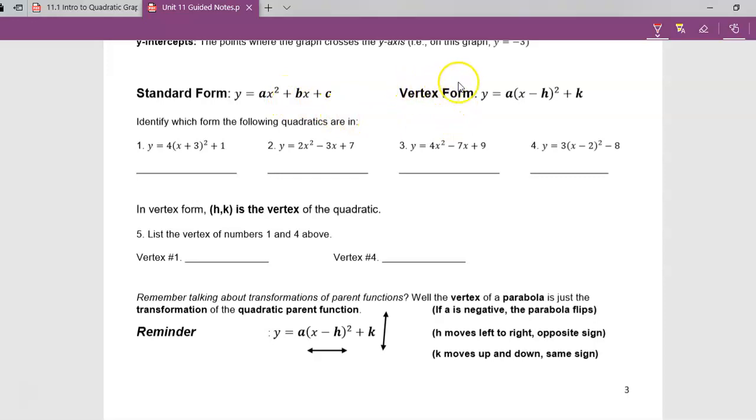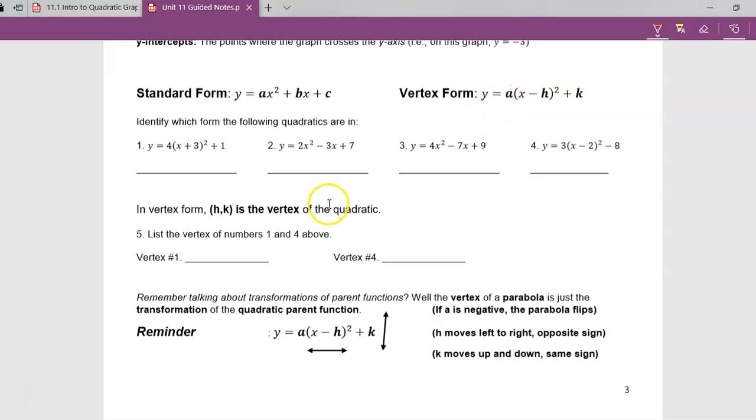The other form is called vertex form. And when we were doing transformation, this is the form we looked at. We have a times (x minus h) squared plus k. Okay, remember this h right here would be how it moved right or left, depending on what number h is. The k out here tells us how it moves up or down, depending on what k is equal to. And a could stretch or compress our function, depending on what a is equal to.